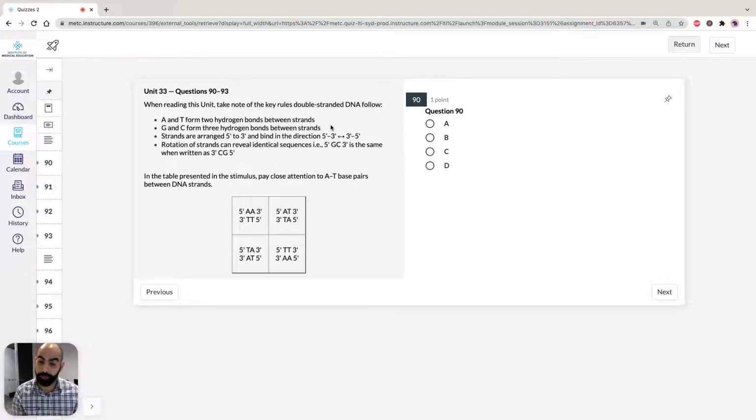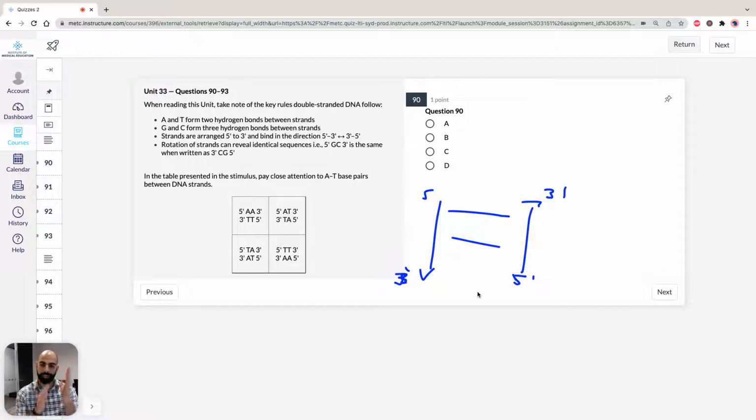Hydrogen bonds isn't that important for this question, but it could be important in future GAMSAT questions, so keep that in mind. We're told that strands are arranged from 5' to 3', and they can bind in the direction of 5' to 3' to 3' to 5'. So if you take a look at the double-stranded DNA in the unit stimulus, we see that we've got our 5', so it's going in this direction to 3', and then we've got our other strand going 5' to 3', and you can see our base pairs here.